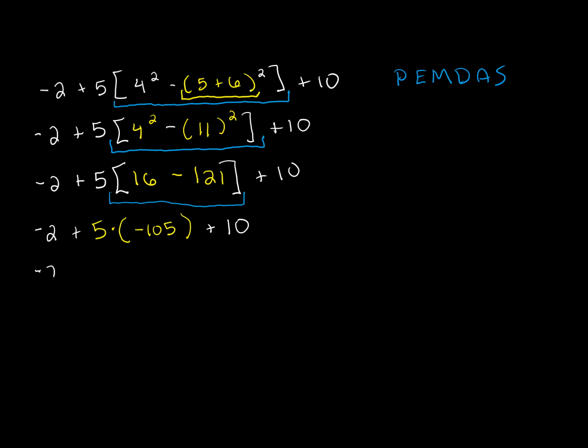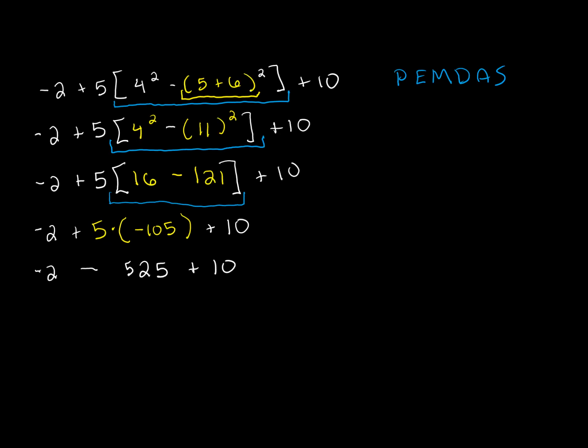So I've got -2 plus, that gives me -525 plus 10. And now all we have left here is addition, or if you wanted to look at it this way, if you're adding a negative, that's the same thing as subtracting. So we've got a -2 minus 525 plus 10.